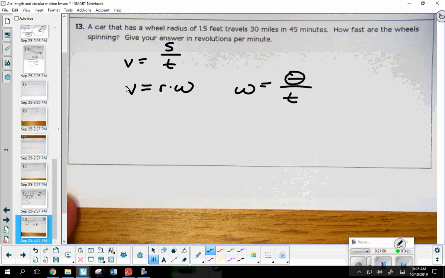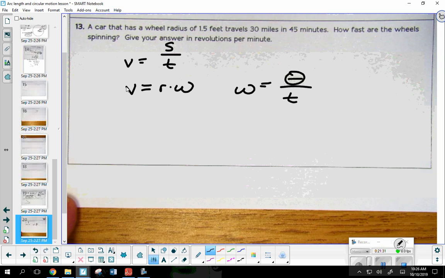It says a car that has a wheel radius of 1.5 feet travels 30 miles in 45 minutes. How fast are the wheels spinning? Give your answer in revolutions per minute. So this one's kind of unique. We're starting off given the linear velocity, so we have to work backwards and figure out what the angular velocity is.